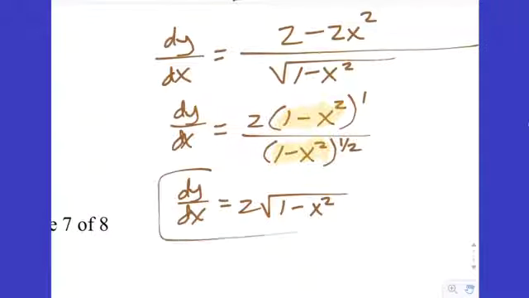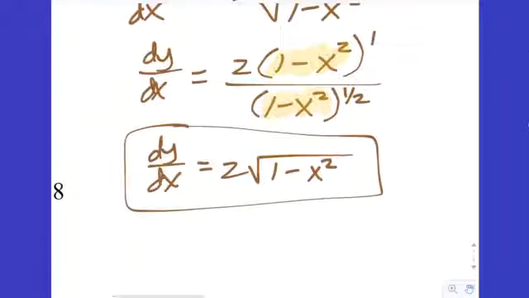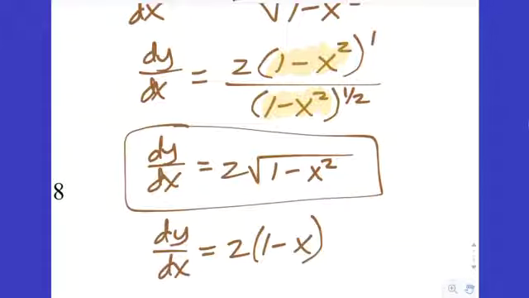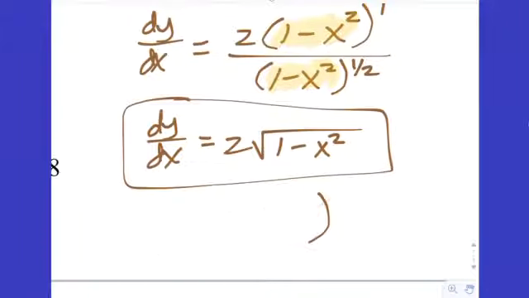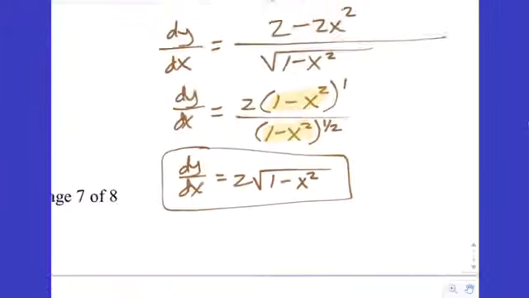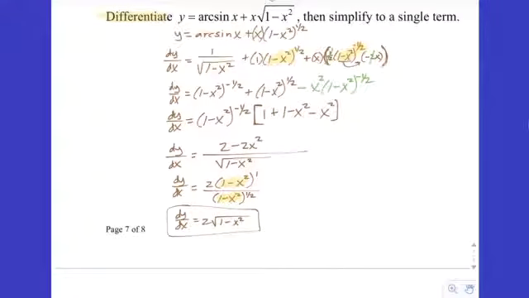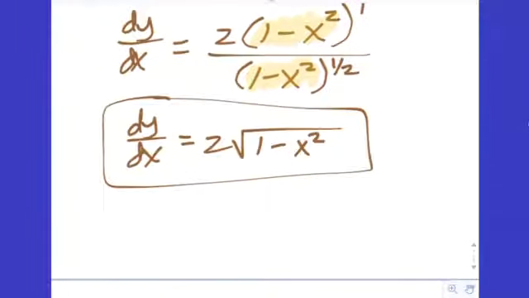And that, I think, is about as far as we can go, unless, since 1's a perfect square and x squared's a perfect square, we can call that 1 minus x. That would be going too far. That is not correct, so don't do that. Those are terms. You can't take the square root of individual terms. But there you go. That whole derivative simplified to something pretty darn nice.